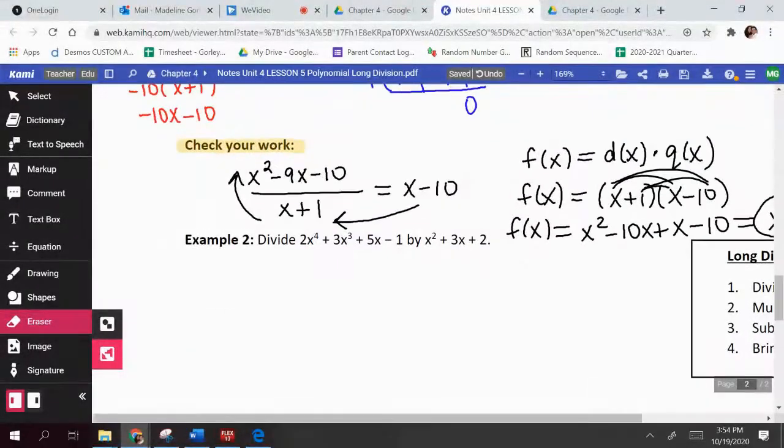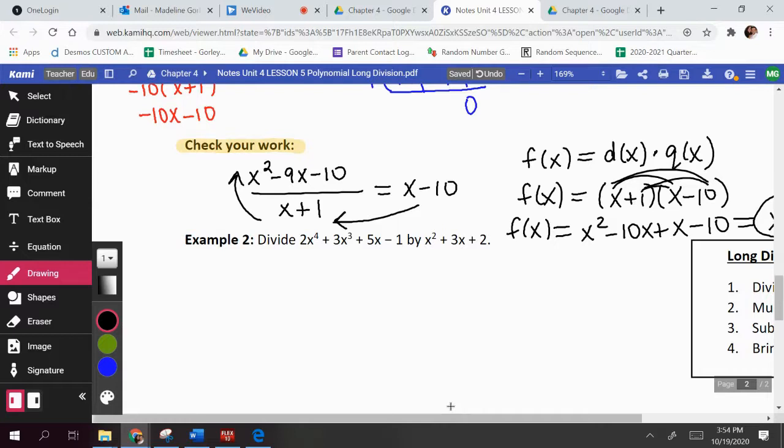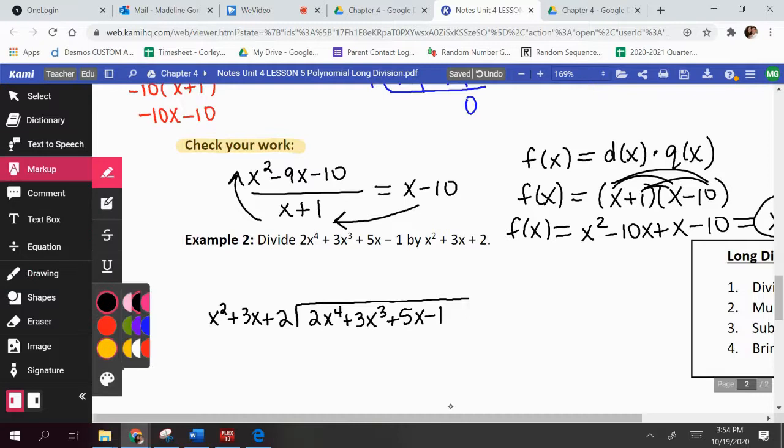In example 2, let's go ahead and set up our long division bar here. We have 2x to the 4th plus 3x cubed plus 5x minus 1 divided by x squared plus 3x plus 2. We have to make sure that they're both in standard form and that we're not missing any terms. My highest degree 4 is on the left, and it's supposed to descend. So I have x to the 4th, x cubed. Ooh, I'm missing x squared.